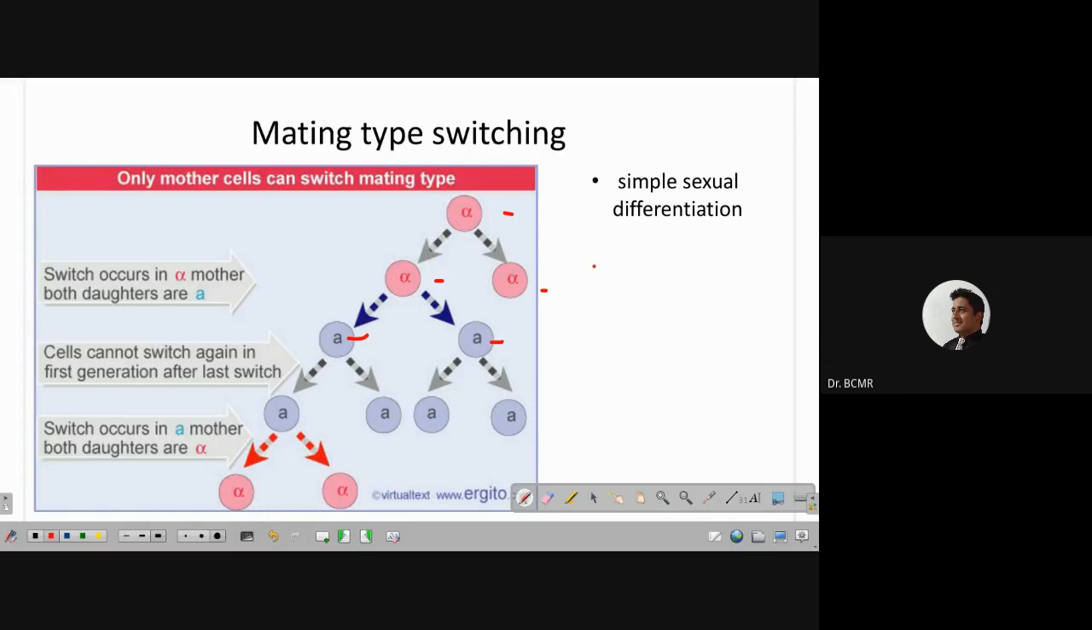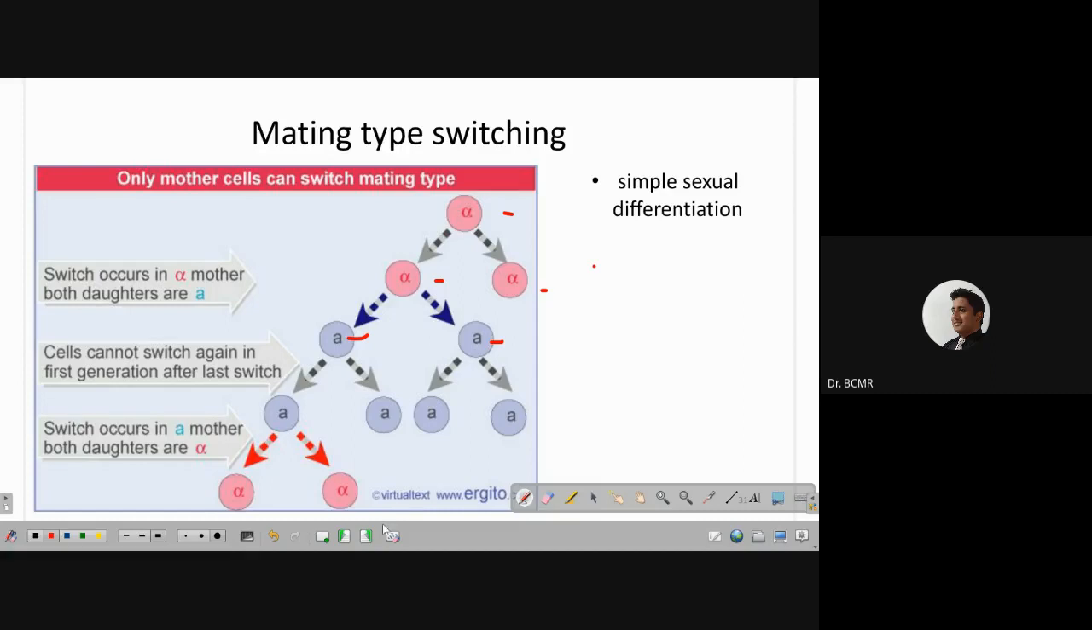Okay. So if we had one cell of alpha and we allowed it to grow, at one point, automatically, the A-type cells will come. And how does that happen? It is because of this mating type switching. And sexual reproduction can only happen between A and alpha. I'll try to include a picture at a later time, and I'll show you that in the next class maybe.